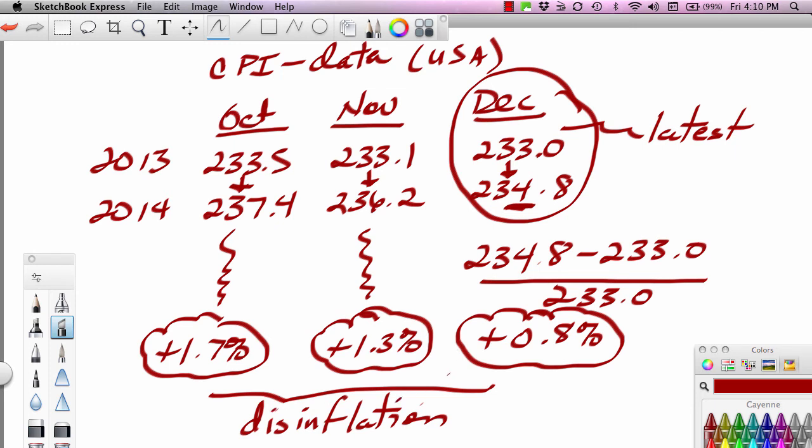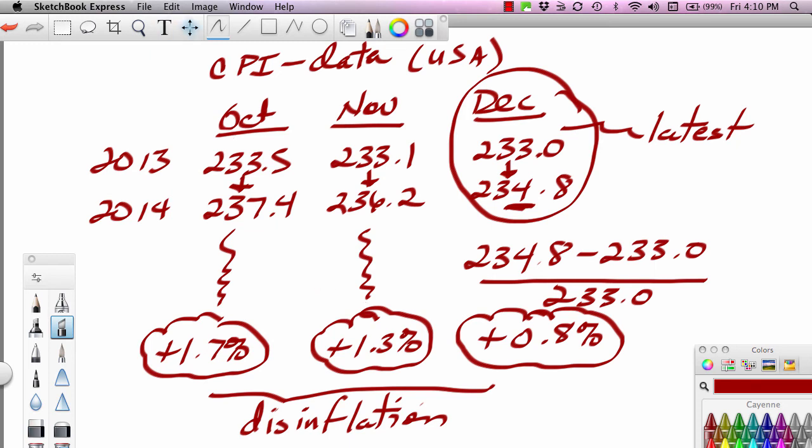So you should be able to take two index numbers that you get from the Bureau of Labor Statistics website. If I were to ask you to go to the U.S. Bureau of Labor Statistics website, you can find index data like this, and you should be able to take a couple of index numbers and actually make these kinds of calculations.